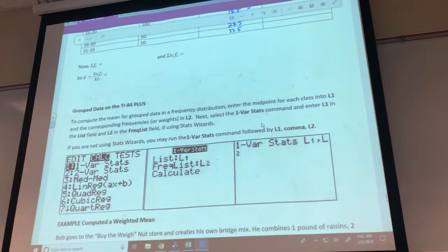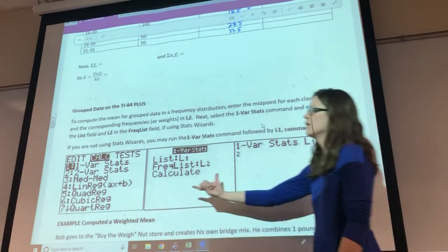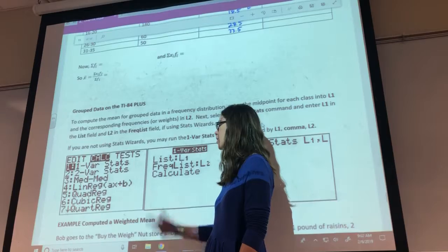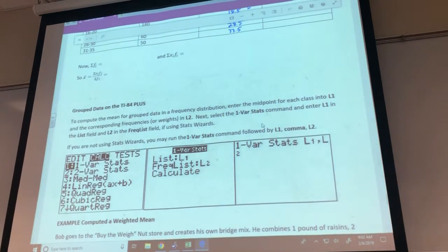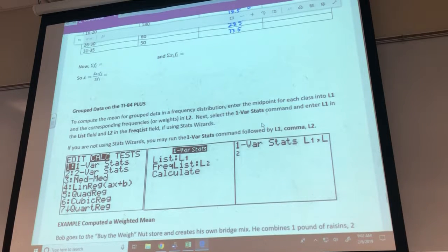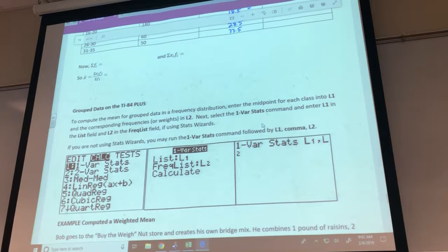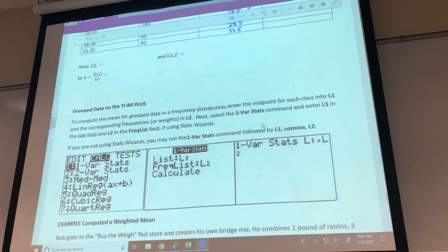So if you do have one of those newer calculators where you have this screen, yours is going to be different than what it used to be. If you don't, if you have one like mine, you have to remember to do this step. It's kind of complicated. So we're still going to put all of our data in. So we're going to put the midpoint into L1.